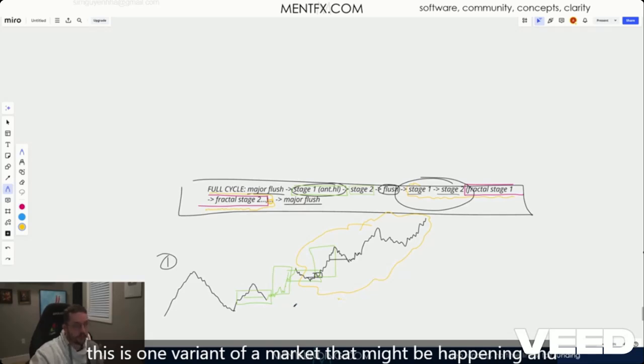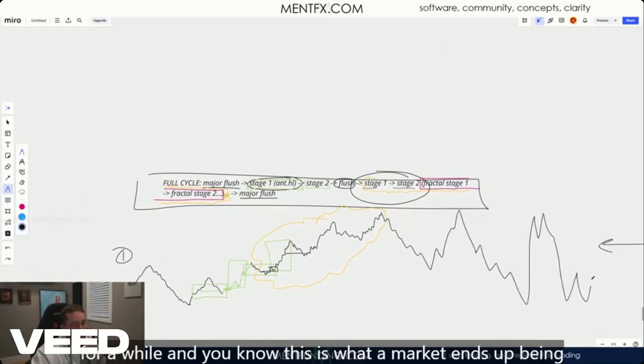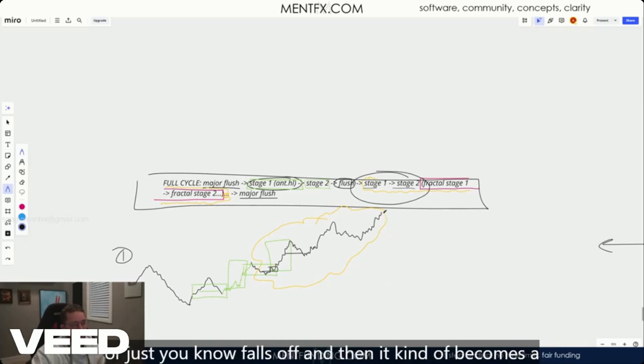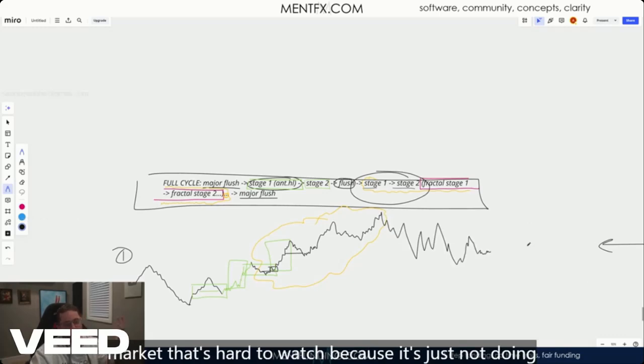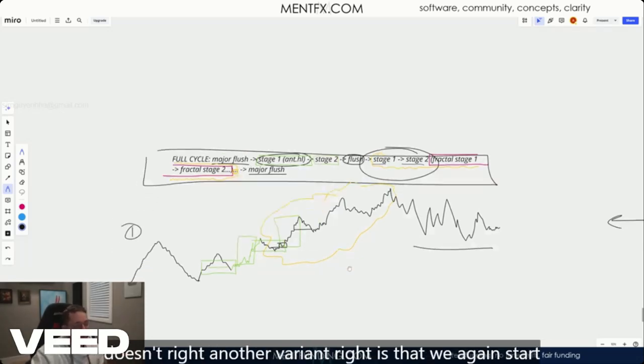So this is one variant of a market that might be happening, and then all of a sudden you get true failure, right? And then maybe it just goes haywire and doesn't really do anything for a while, and this is what a market ends up being, or it just falls off, and then it becomes a market that's hard to watch because it's just not doing anything. So this is one variant, and that's your next major flush. That could lead to a new stage 1, but in this case it doesn't, right?